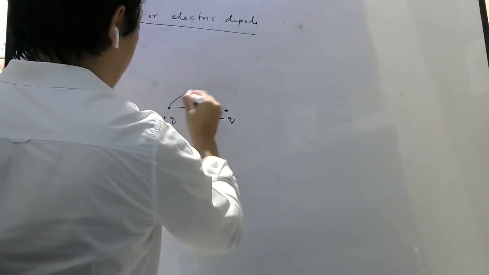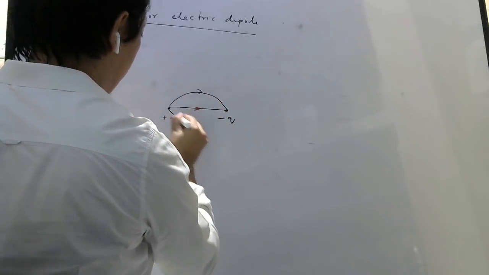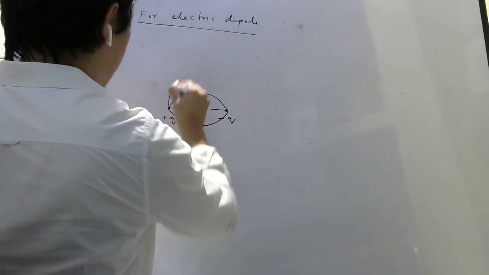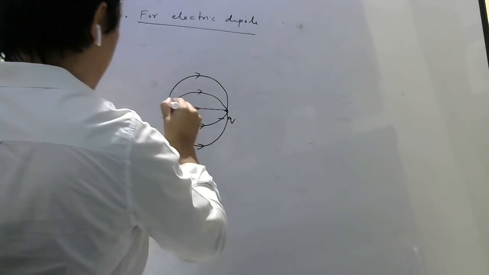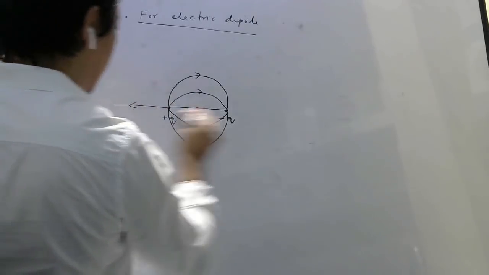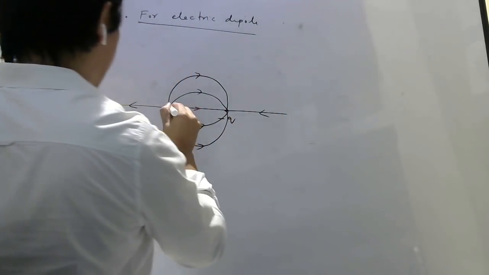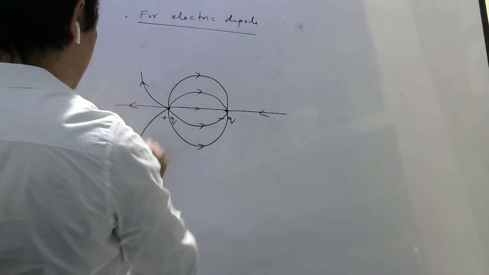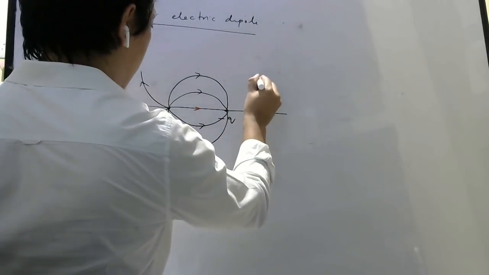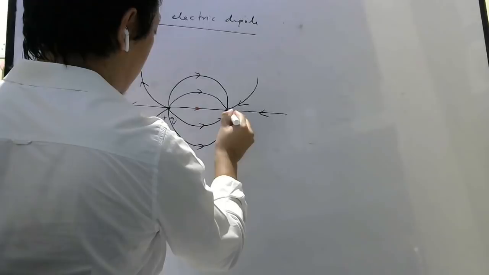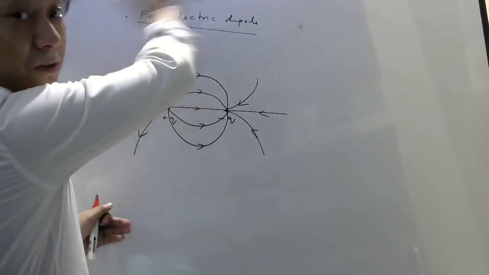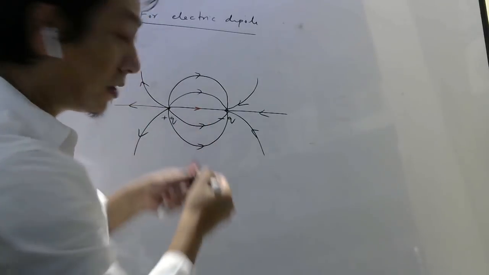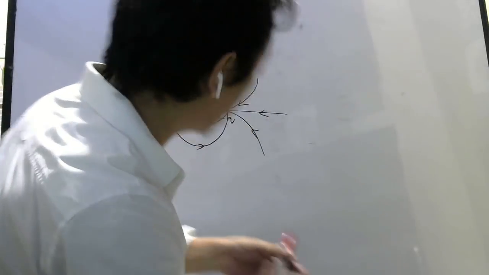Let me use black color. So this is how it looks. Remember, right? Here it goes away like this. It goes towards, then away, away, then it will go towards, right? So it goes something like this, right? Already I've explained this to you. So if these are your electric field lines, how will you draw equipotential surfaces?